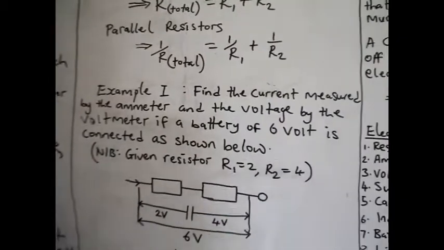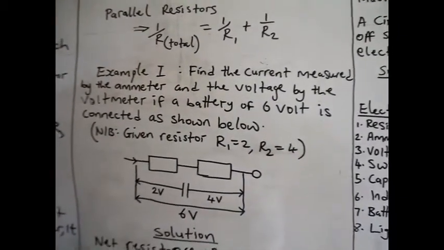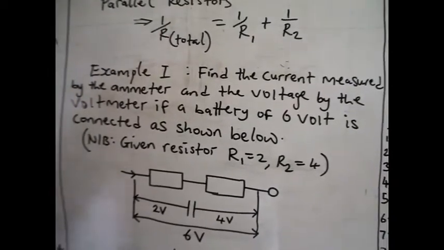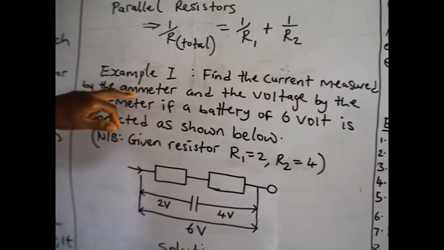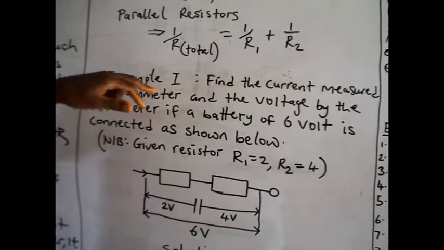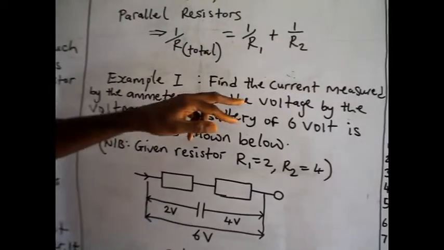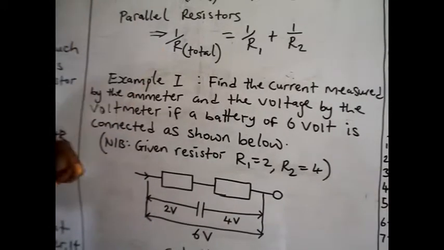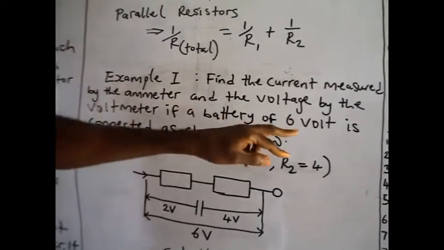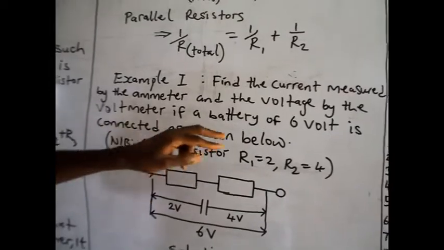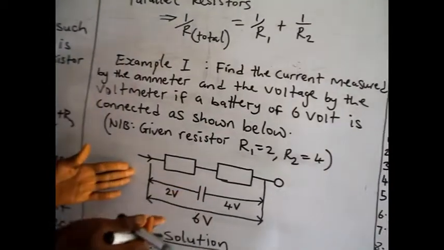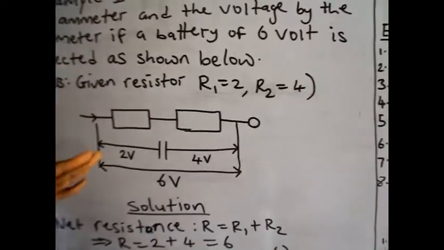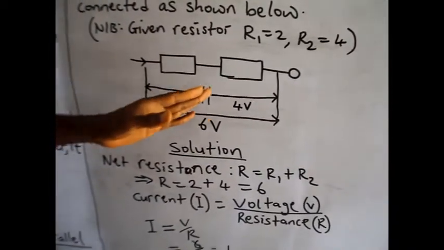Now let's dwell on an example. Example 1. Find the current measured by the ammeter. Don't forget the ammeter is the instrument used in measuring current, and the voltage by the voltmeter. The voltmeter is used in measuring voltage. If a battery of 6 volts is connected as shown, so this is the connection, with the resistors being 2 and 4.